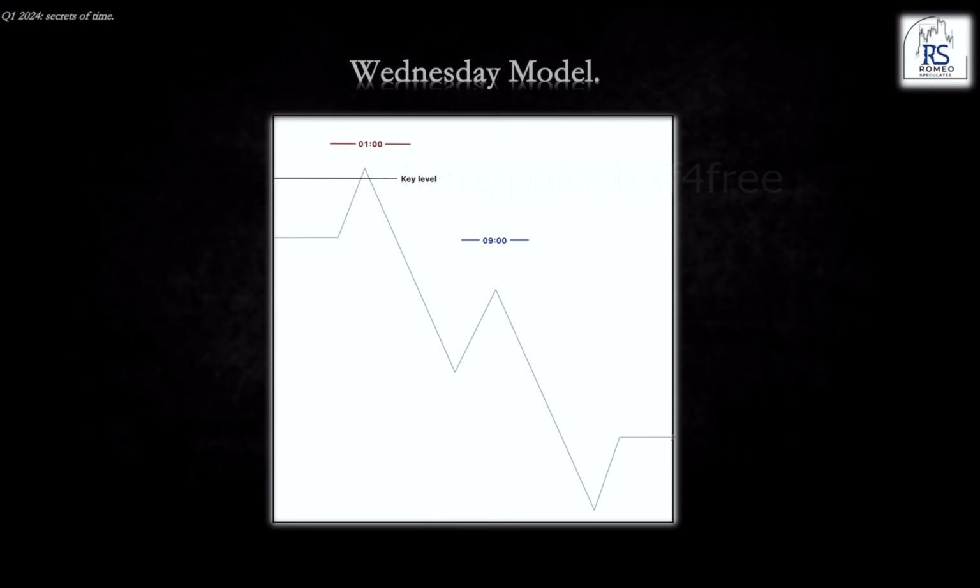This is a rough depiction of the Wednesday model. Opening time, rise, key level down to the opening price. All right, so the 1 o'clock candle creates the high of the day, and the 9 o'clock candle gives the retracement, protraction, and expansion. Price leg distribution number 1, protraction distribution number 2. Right? That in itself was a model just now.